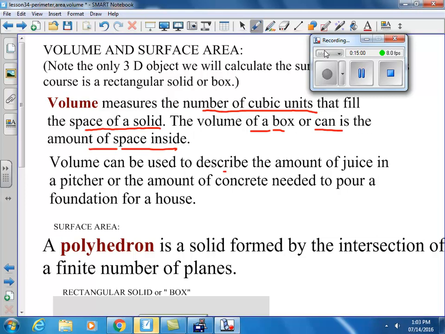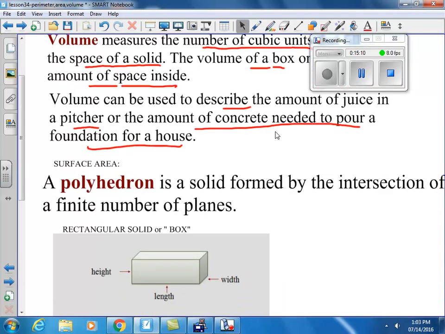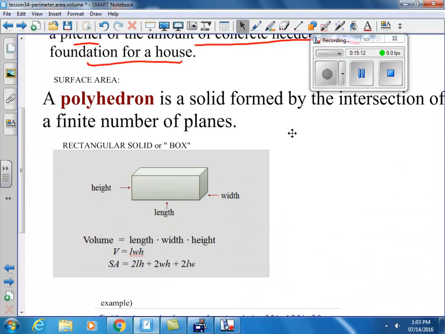Volume can be used to describe the amount of juice in a pitcher, or the amount of concrete needed to pour a foundation, or the amount of water you need in your fish tank. All sorts of real-world applications. Once again, you want to devote these to heart.